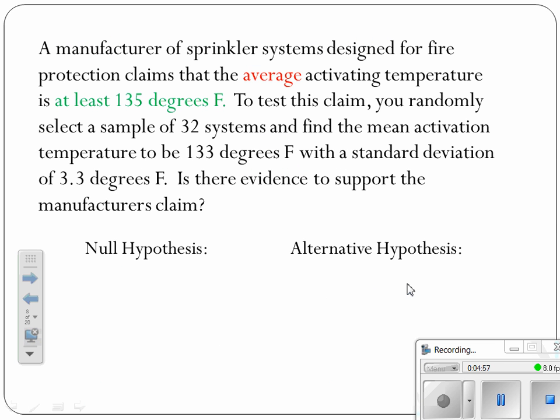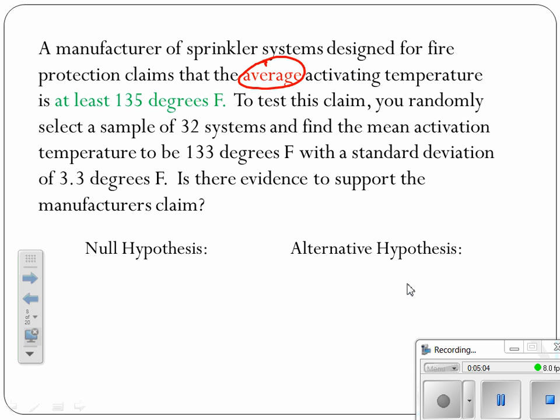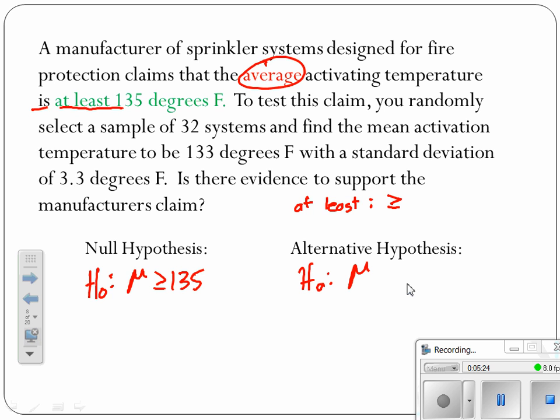Let's try another one. A manufacturer of a sprinkler system. We're talking about the average, so right away we talk about mu. It is at least, so at least translates as greater than or equal to. That goes right there, 135. To test this, we randomly select some systems. Here's our data. If it's not greater than or equal to 135, it has to be less than 135.